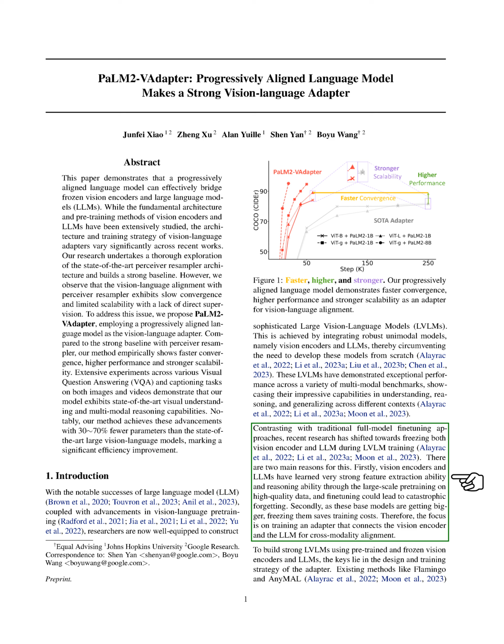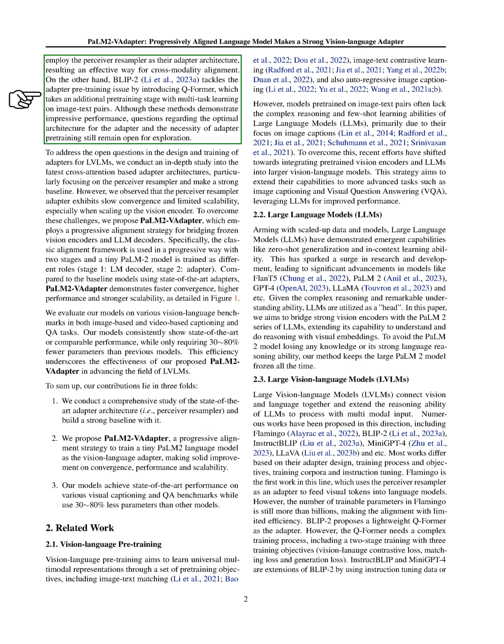Therefore, the current focus is on developing an adapter that links the vision encoder and the LLM to enable cross-modality interaction. To construct effective LVLMs using pre-trained and unchanged vision encoders and LLMs, the key challenge lies in the design and training strategy of the adapter. Some existing methods, like Flamingo and AnyMal, use the perceiver resampler as their adapter architecture, which has proven to be an effective solution for cross-modality interaction.